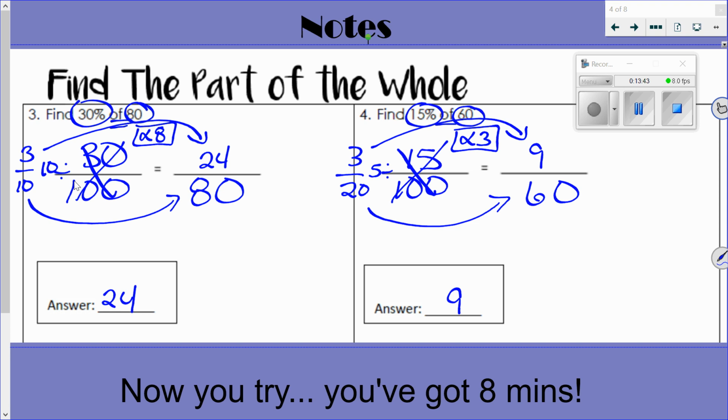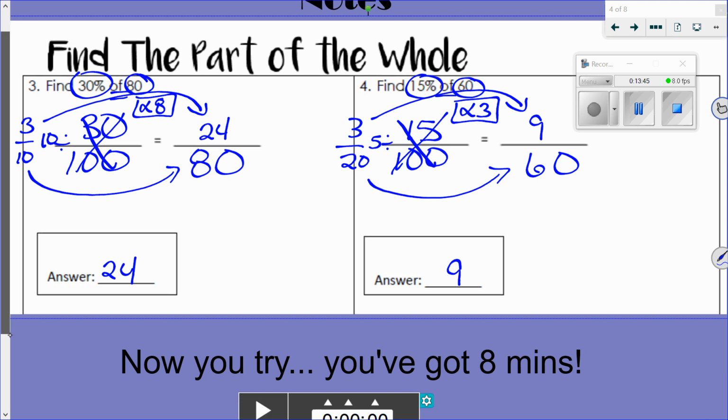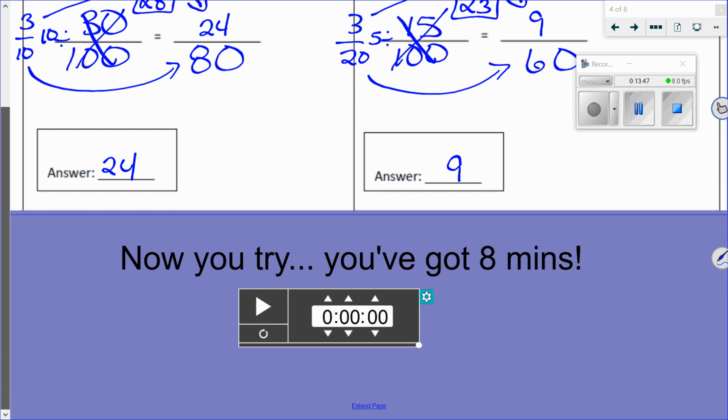All right, the rest of the page is yours, and you have 8 minutes to work on it. You may work as partners, but no conversations, just working.